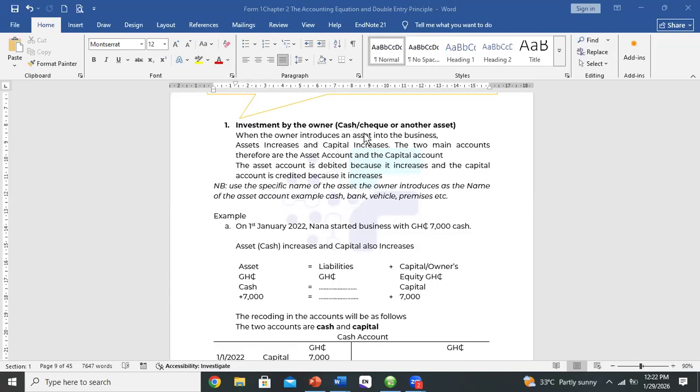Because Luca Pacioli says you have to look at the two sides. So if you ask the question, business, Ebenezer Ewammoa, where did you get this cash? I should be able to tell you that it is my owner. So that's why we acknowledge what is coming from the owner as capital. Please, do you get the point?